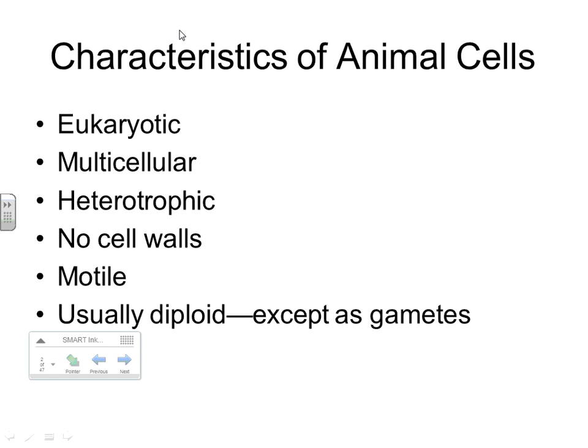All animals have to eat. They're heterotrophic. No animal cells have walls. All animals, at least at some point in time in their life cycle, are free to move. And most of the time, animal cells are diploid. There's some exceptions, like sperm and eggs. But most of the time, animal cells are diploid.